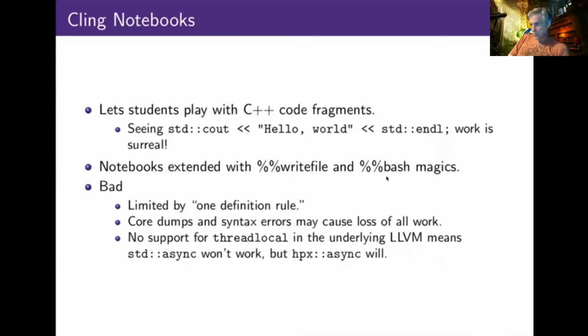The problem with the Cling notebooks is that they are limited by the one definition rule. So, for example, if you define a function, you cannot redefine it in C++ as you could in, say, Python. Occasionally, you will encounter core dumps or syntax errors in the notebook, and these may kill your kernel and cause the loss of all work so far. In addition, there is no support for the thread_local language feature in the underlying LLVM, which means that std::async won't work. However, HPX async, which we have included through the HPX package, will work and is semantically equivalent.